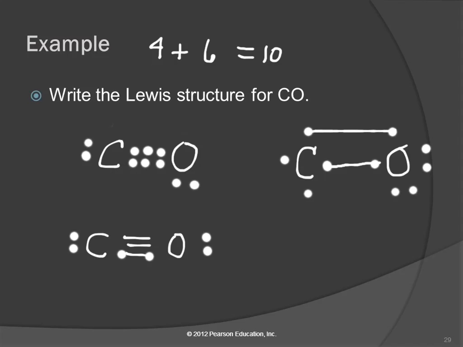If we do this, the oxygen has 2, 4, 6, 8. But the carbon only has 2, 4, 6. So what can we do? Well, we're going to have to move some electrons.